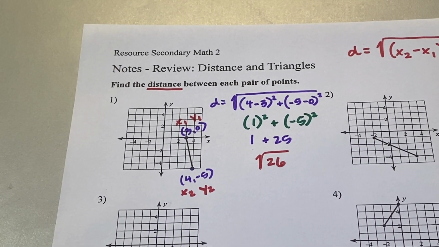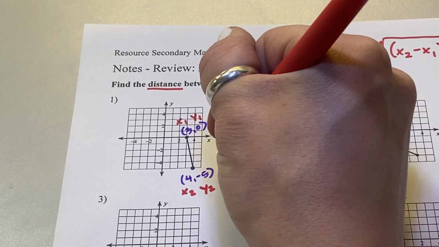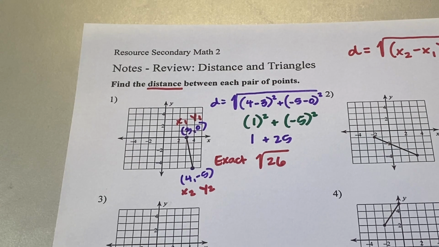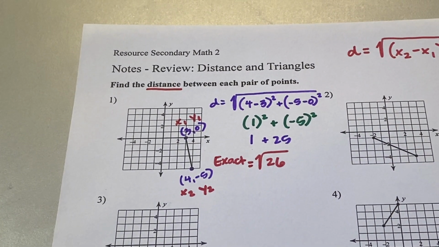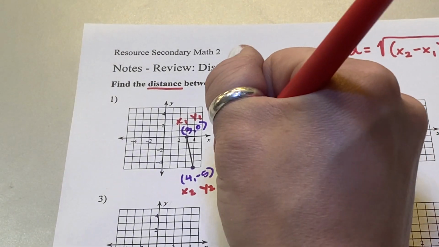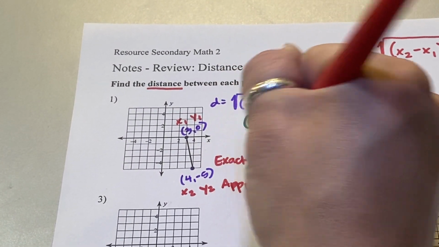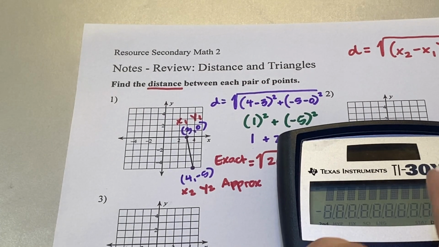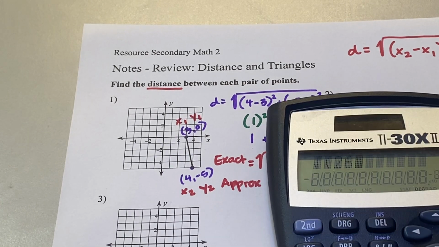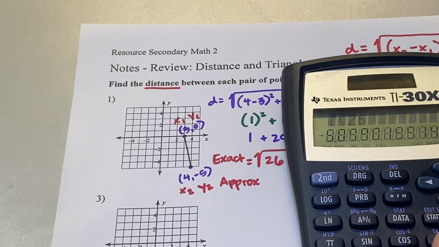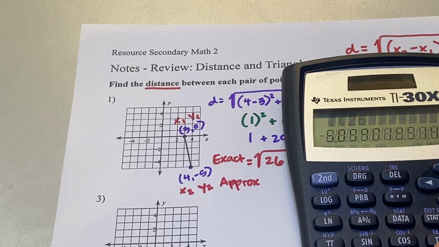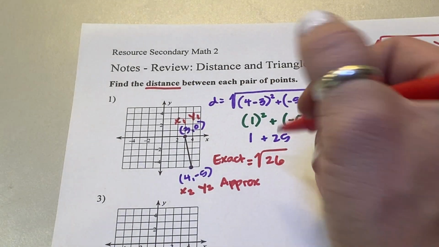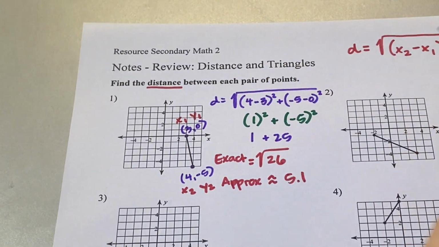On your assignment and on your test, it's going to say something like, give me the exact answer. That's what it means by exact. The square root of 26 is your exact answer. If it ever says something like, give me the approximate answer and round it to 1 decimal place, it means it wants you to enter this into your calculator. Square root of 26. Help me round that to 1 decimal place. Would that be 5.0 or 5.1? 5.1, right? The 9 behind the 0 is going to bump it up. So that would be my approximate answer, 5.1.